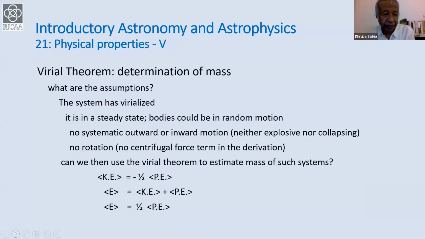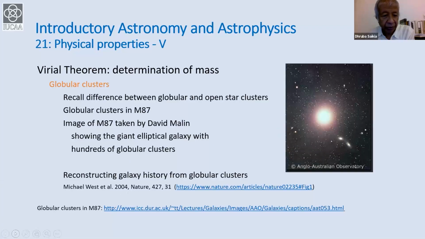Now, what are the assumptions that go into it? That the system is virialized. What does it mean? That it's in a steady state. Bodies could be in random motion, but there is no systematic outward or inward motion. Neither is some explosion happening nor collapsing, and there is no rotational or centrifugal force in the derivation. We can then use the virial theorem, these expressions, to estimate the masses of objects. We'll look at a couple of examples of that. This is particularly useful for galaxies as well as dense star clusters, such as the globular clusters.